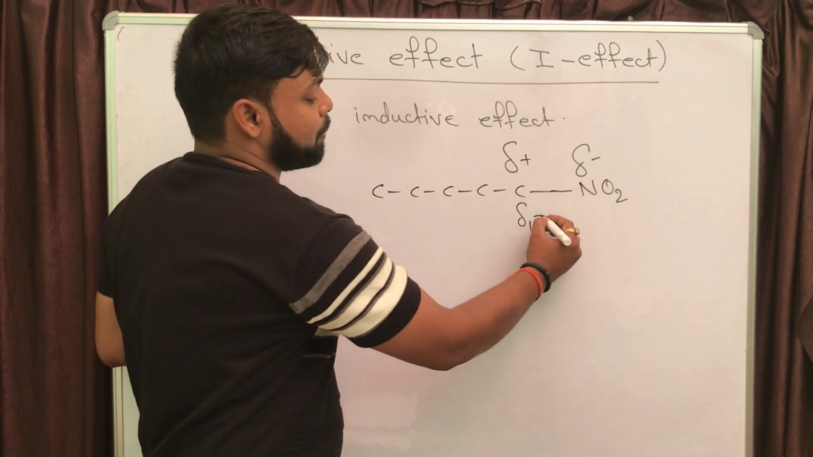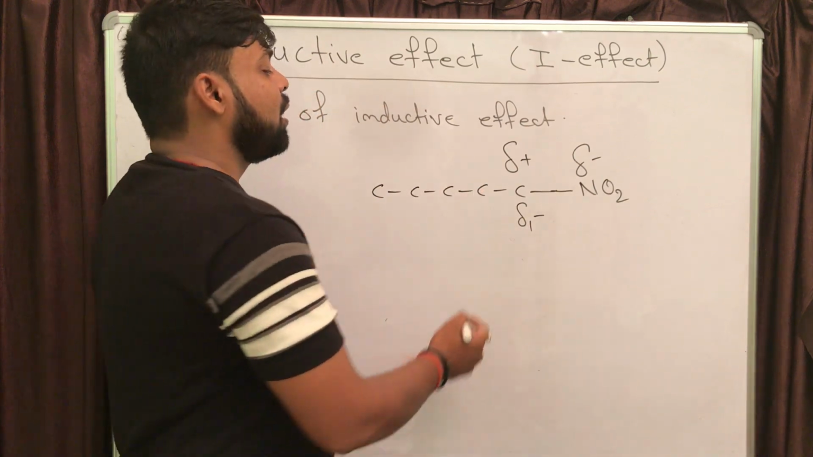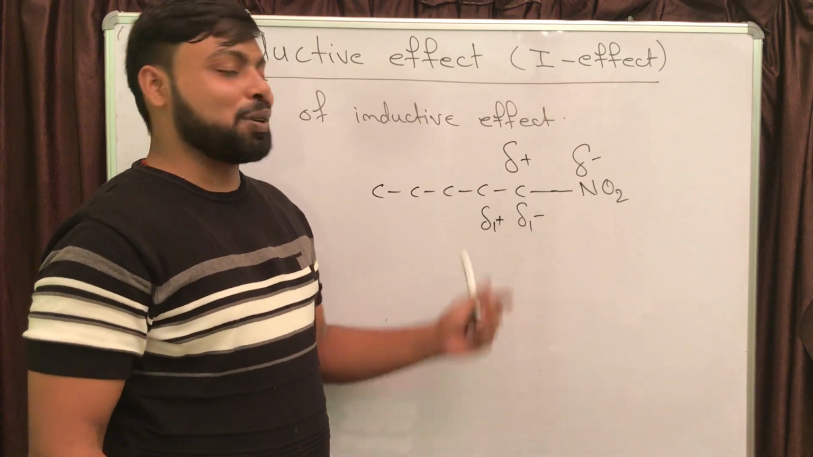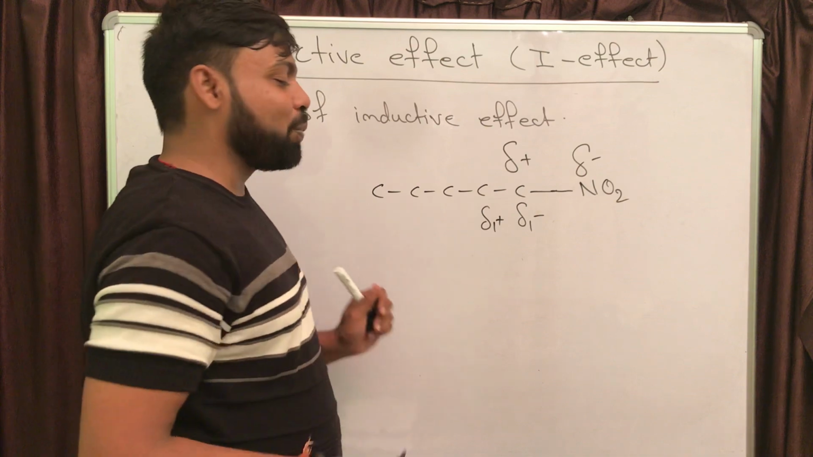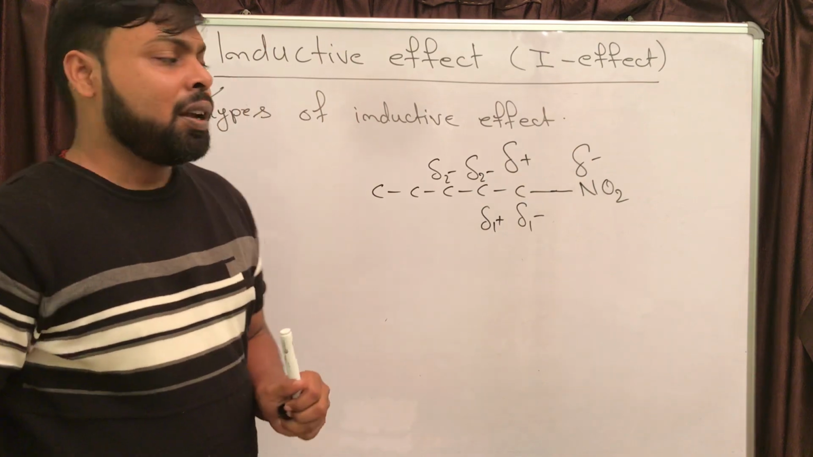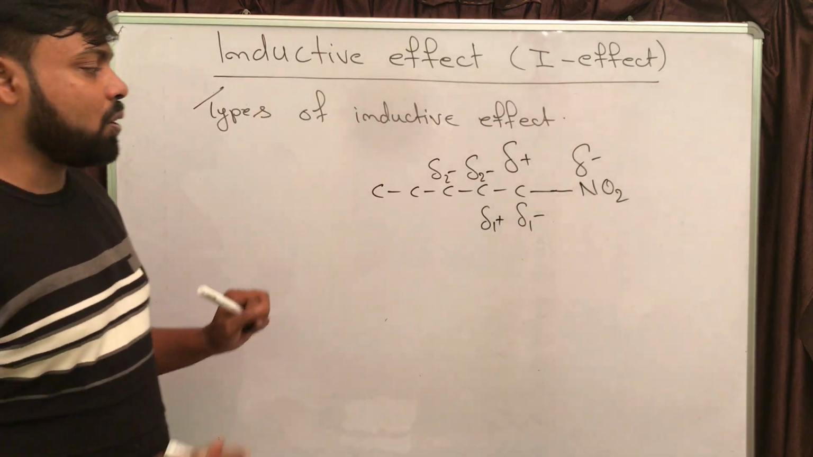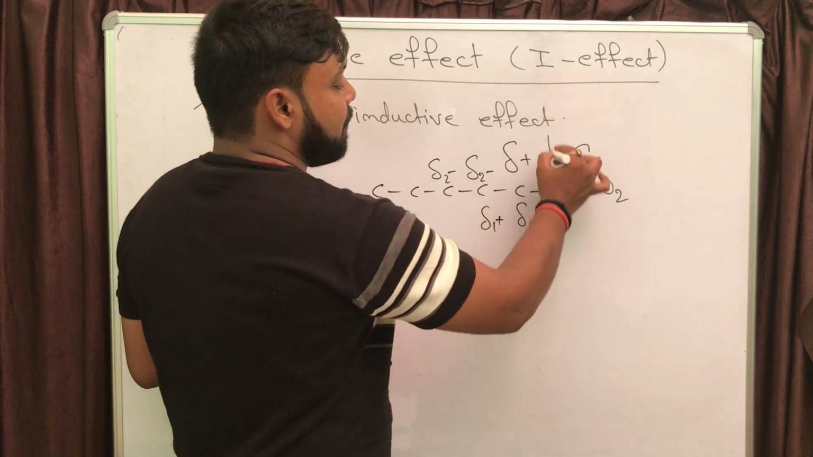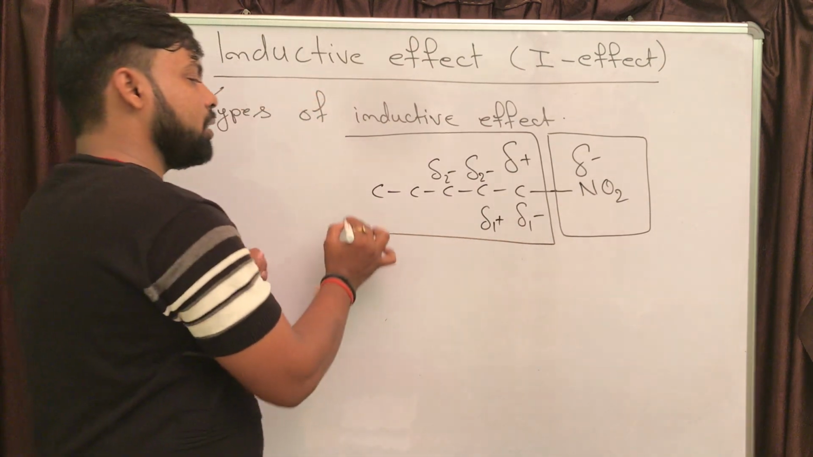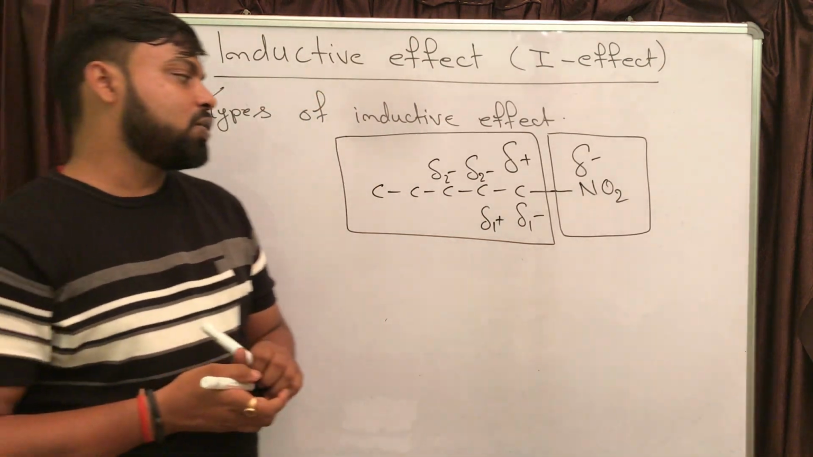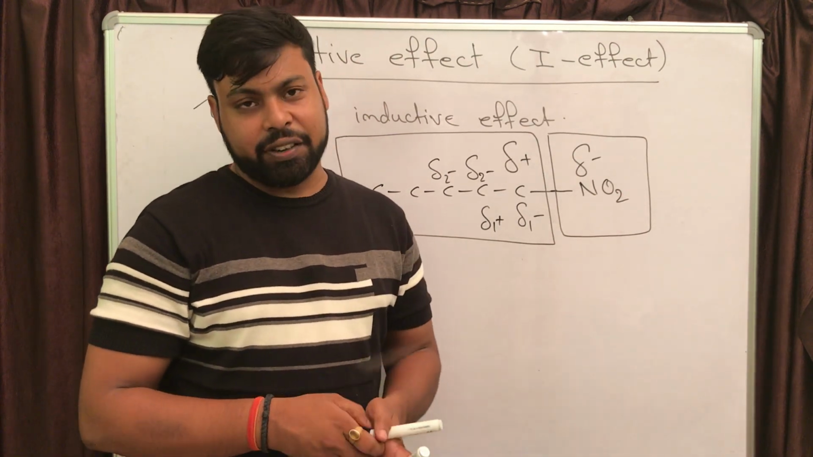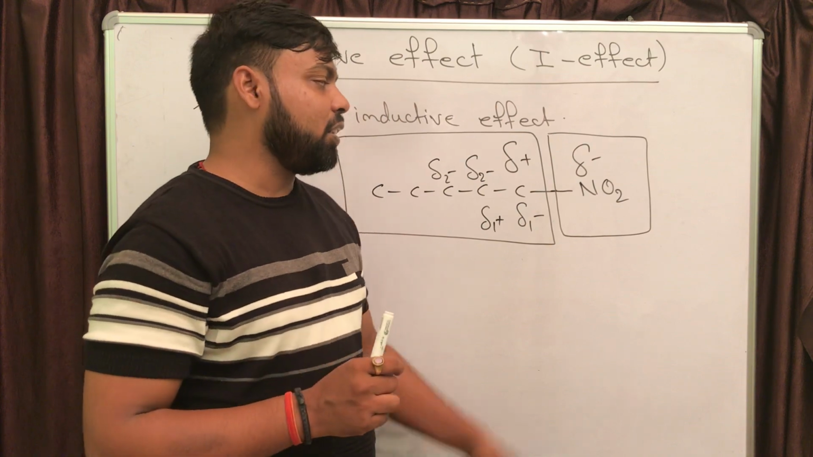It will get some partial, let's say delta 1 negative charge, and beta carbon will get delta 1 positive charge. Next, if there is partial positive charge on beta carbon, it will pull electron from the next bond pair electron. So it is going to be delta 2 negative and delta 2 positive and so on, right? Just observe one thing in this example. We have two different parts: one is NO2 and another one is the carbon chain. If you observe the NO2 part, overall there is a partial negative charge.